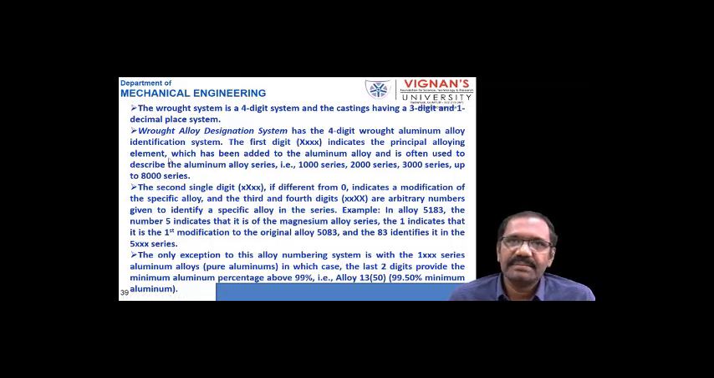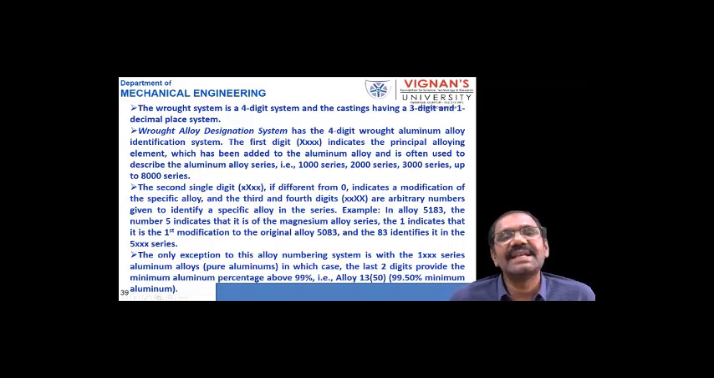Suppose in the aluminum we are adding alloying elements, say copper and 5 elements in total. If the percentage of copper is more than the remaining ones, then the first digit indicates that principal alloying element which has been added to the aluminum. It is often used to describe the aluminum alloy series, say 1 series, 2 series, 3 series up to 8 series. So 1 series means alloying element 1, 2 is alloying element 2, like that. Let's say 1000 series, 2000 series, 3000, like that also we can call, no problem.